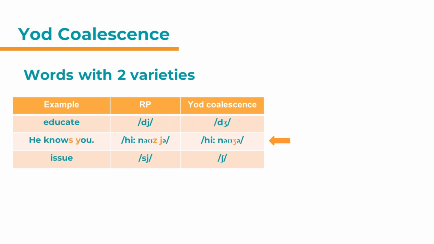Now, because the second word is not a very common word, I added one more example. This is a cross-word boundary, but here we do have two varieties as well. In the little phrase, he knows you, we have a Z and Y next to one another. He knows you. But when we speak fast, there might be Yod Coalescence, and it sounds like he knows you.